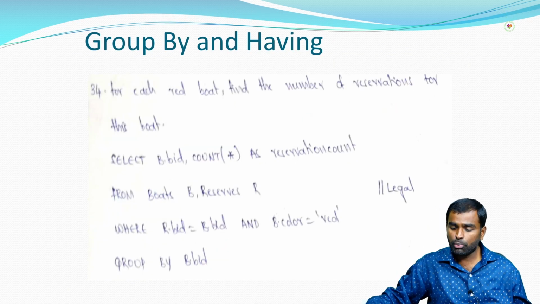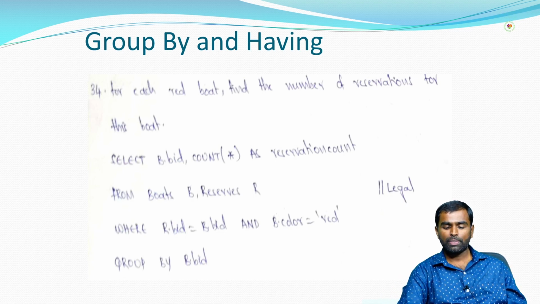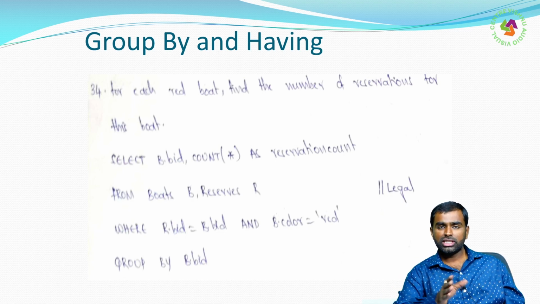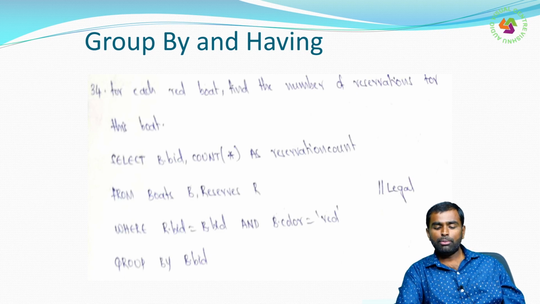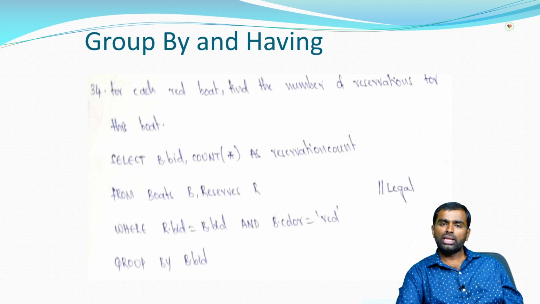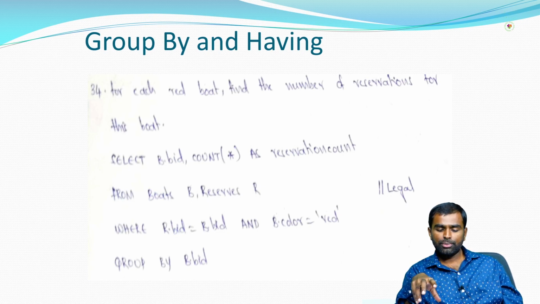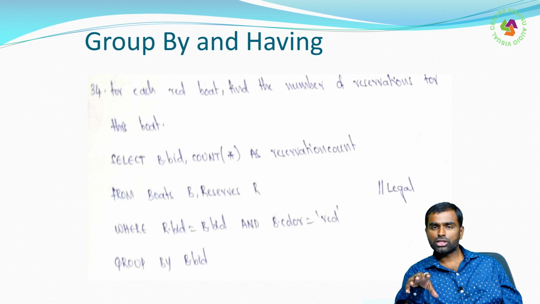Next, for each red boat, find the number of reservations for this boat. Select B.BID. This is also similar. You know the tables of the Sailors, Boats, Reserves case study, and all these queries are under the same case study, which is in the Raghuram Krishnan textbook. Once you understand the case study, you can follow a similar method and procedure for different case studies as well.